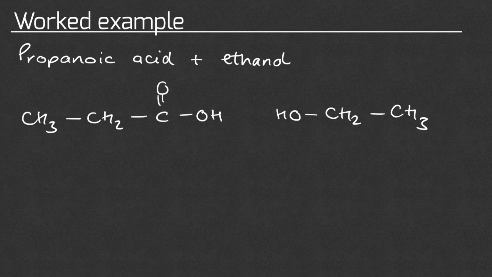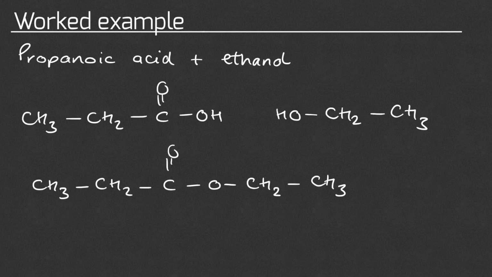I've drawn the ethanol this way around because this is where we're going to form essentially the bridge between the oxygen and the alkyl chain. So it makes it easier to join the two parts together when you draw the structure of the ester if you draw them in this order here. So this would be the structure of our ester.